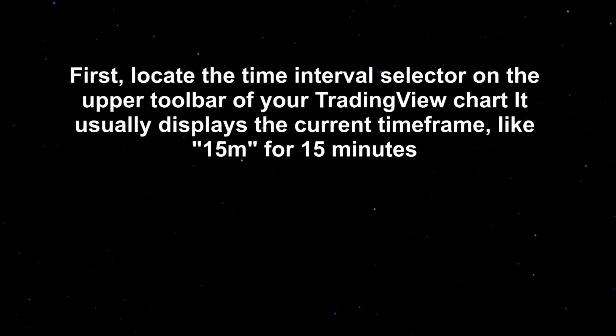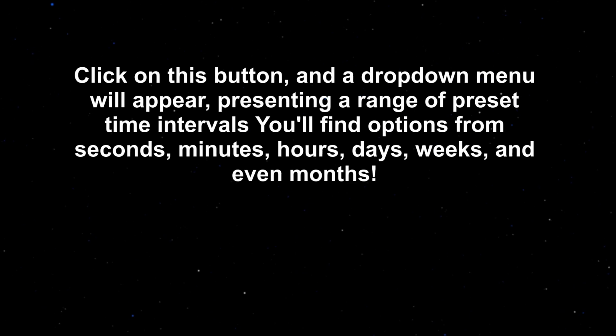First, locate the time interval selector on the upper toolbar of your TradingView chart. It usually displays the current timeframe, like 15 for 15 minutes. Click on this button, and a drop-down menu will appear, presenting a range of preset time intervals. We'll find options from seconds, minutes, hours, days, weeks, and even months.